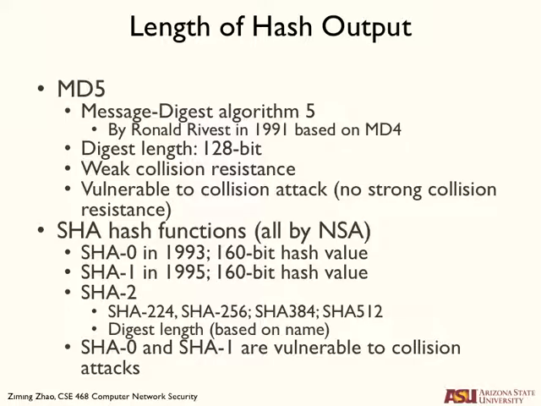SHA-1 was developed by the NSA, and the first version was proposed in 1993. It's called SHA-0. Right now, a lot of us are using SHA-1, and we are also using SHA-2. SHA-2 has many different output sizes. SHA-1 and SHA-2 are proved to be vulnerable to collision attacks. And actually, SHA-3 is coming, so I guess we're going to use SHA-3 in the future.